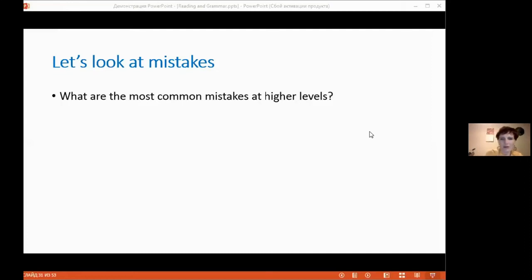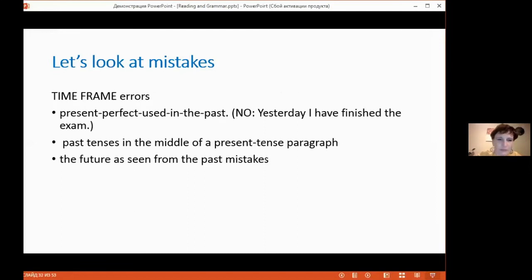Right. Okay. So here's what one of the Cambridge experts wrote in her blog about the most common mistakes she encounters in writings of C1 and C2 content. One of them is the time frame errors. I think everybody saw that everywhere. Present perfect used in the past, or past tenses in the middle of a present tense paragraph, or the use of past perfect in the wrong place, the future seen from the past, and all sorts of that.